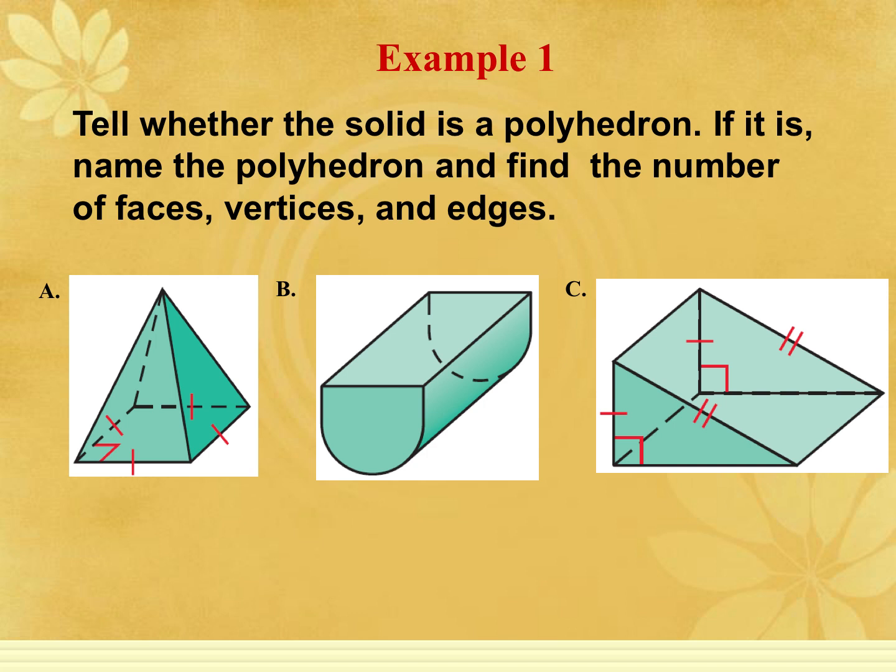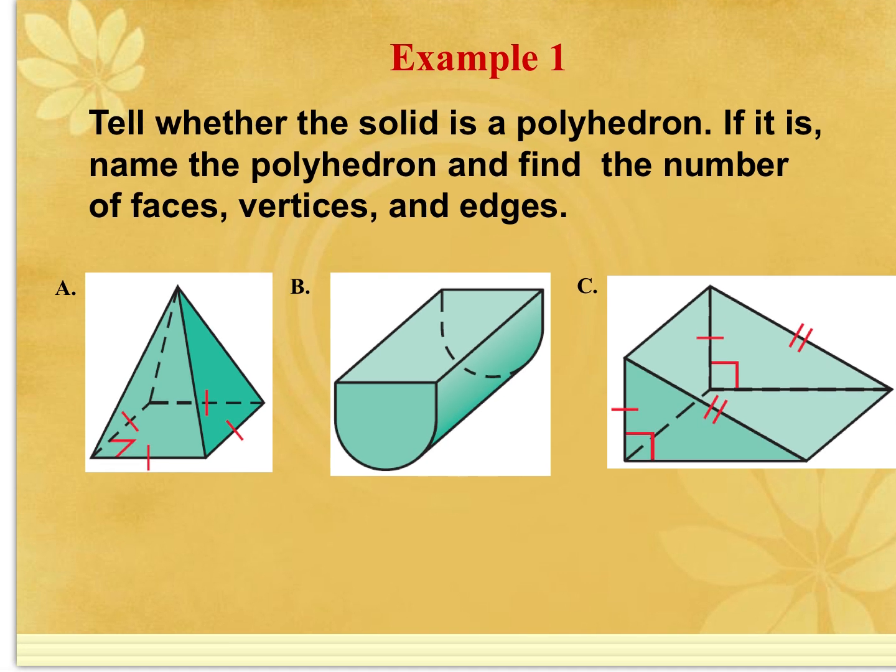And then here we go to tell whether the solid is a polyhedron. If it is, name the polyhedron and find the number of faces, vertices, and edges. So again, in this first one, this is a pyramid. And yes, a pyramid is a polyhedron.